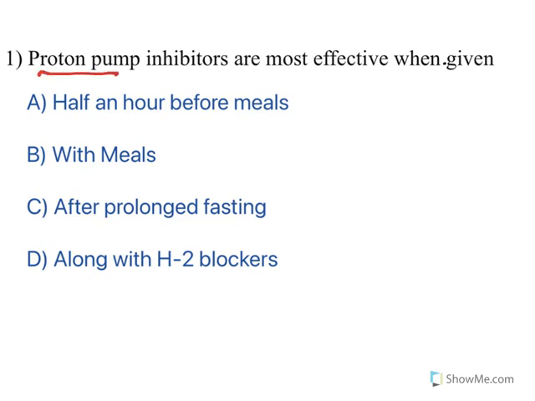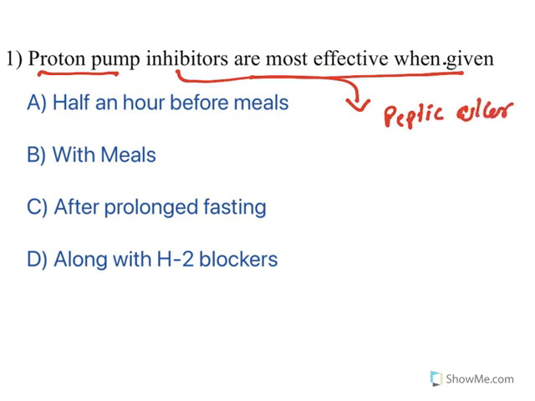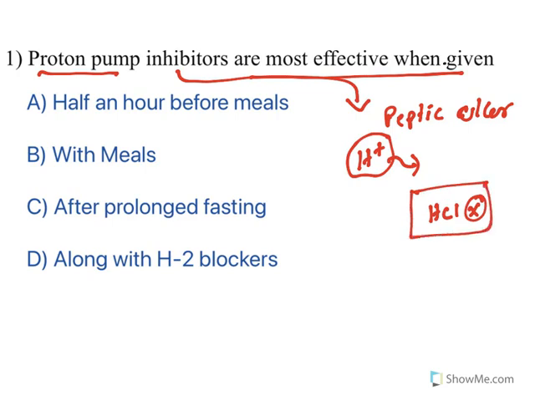Now, proton pump inhibitors are the most effective when given. Their main job is to treat peptic ulcer. The mechanism of action is, as the name indicates, they inhibit the proton pump so that H plus will not get into the stomach and HCl formation is inhibited. So, in order to show the action, these drugs have to be administered before forming this HCl.